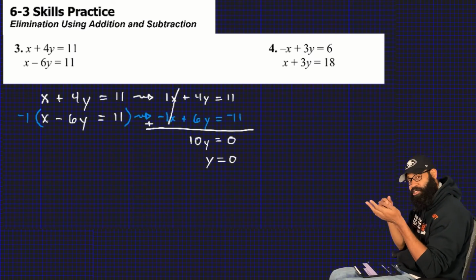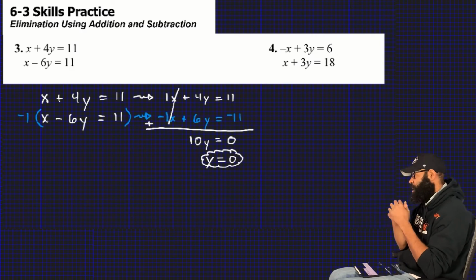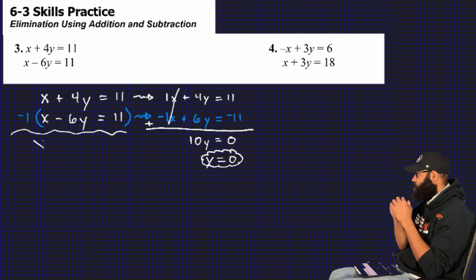Even though I put addition, I put that negative, which basically means I'm subtracting in their minds, right? 4y and 6y gave me 10y. We had opposites, so that gave me 0, y equals 0.